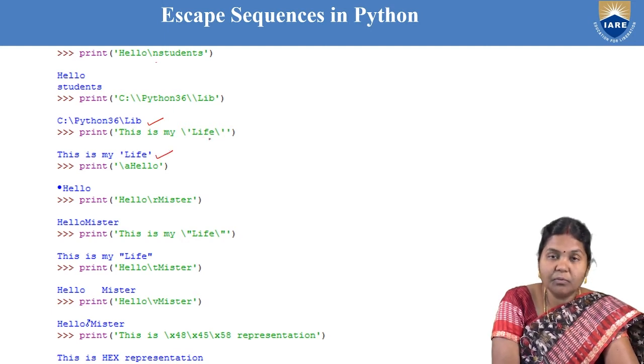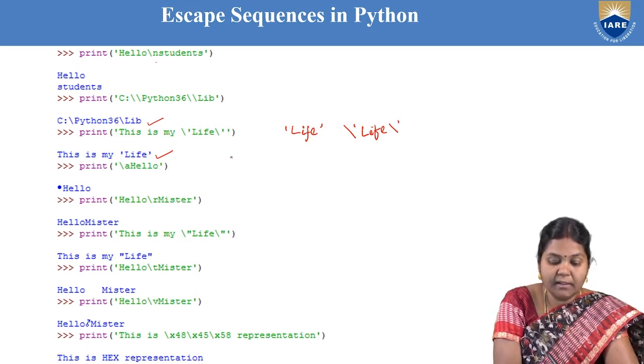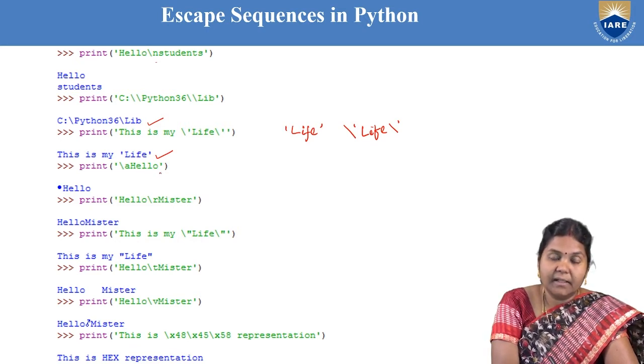Similarly, if you want to write the single quote, you write backslash single quote, and then the single quote will come in the output string. So if you want life to appear in single quotes, you can write \' then the string life, and again close it with \'. If you do it like this, then for this string life the single quotes will appear. Similarly, you can go for double quotes also. Now, similarly, if you write \a, then the bell symbol will come, one small beep sound will come, and then hello will be printed.